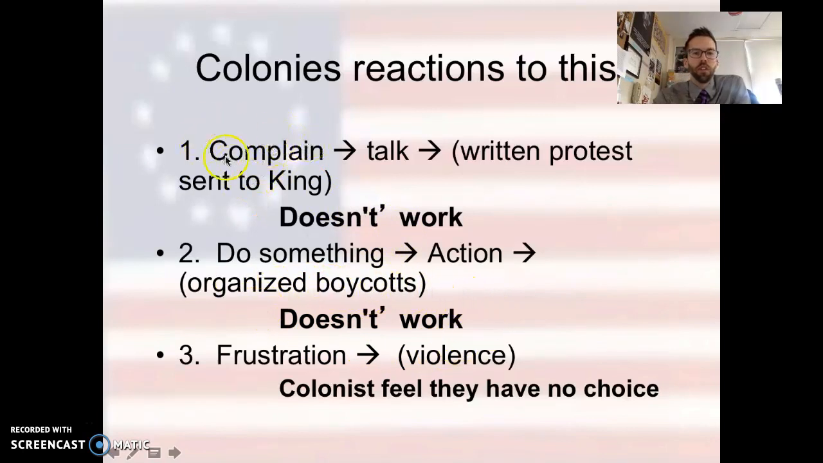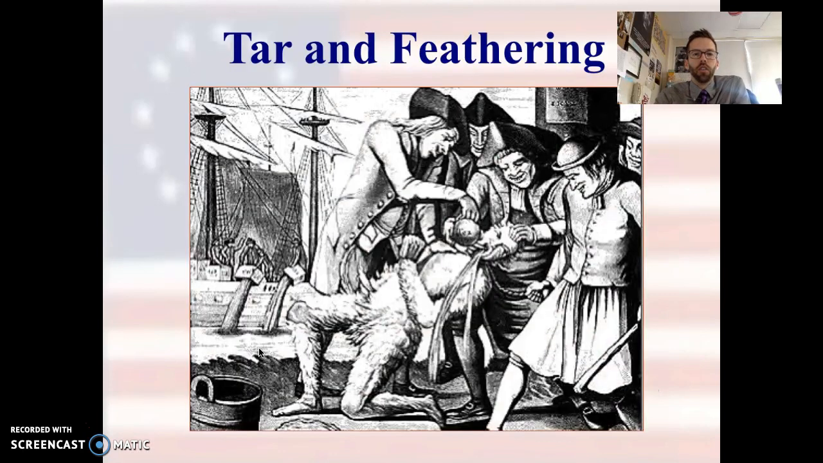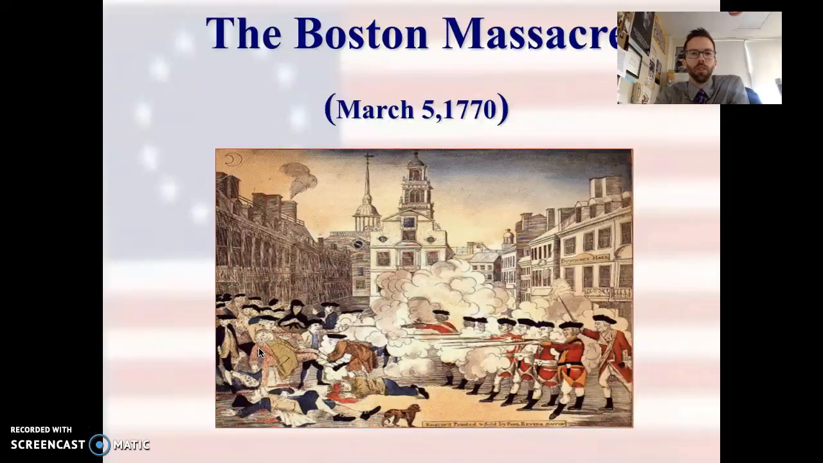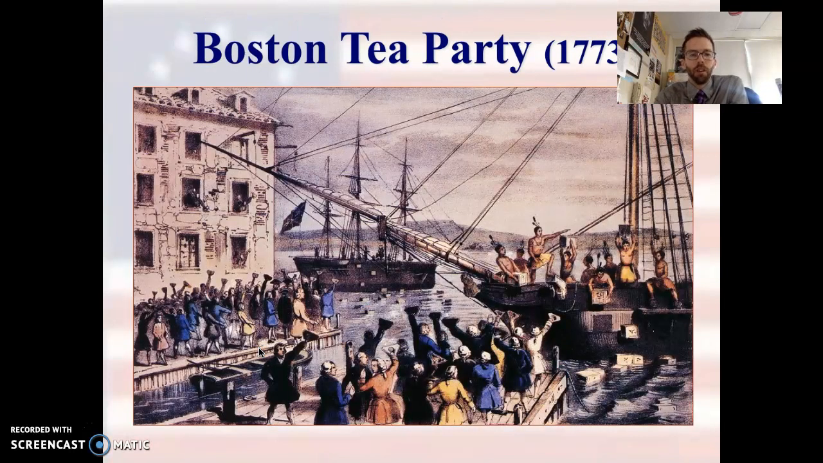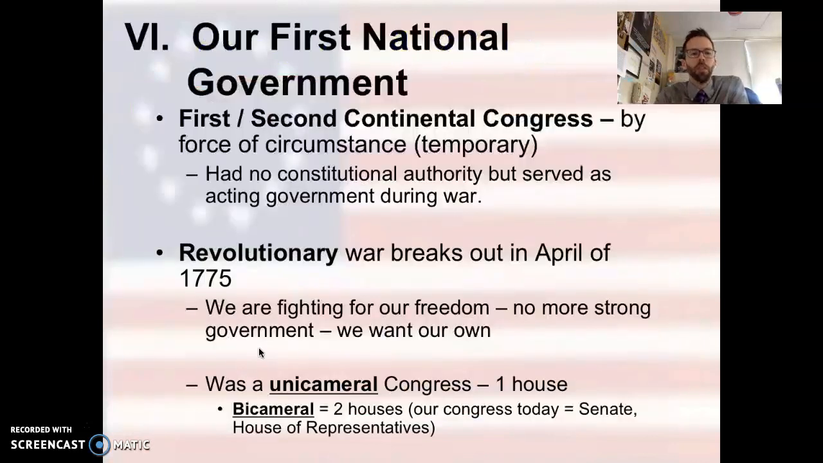Okay, so first, you complain, talk, protest. Second, do something. And then when the colonists feel they have no more choice left, it will lead to violence and frustration, and we'll have the Revolutionary War. Okay, so you see the tar and feathering, and we'll see governors' houses ransacked and burned down, and vandalism. You have the Boston Massacre, with 5 colonists being killed, and the Boston Tea Party, millions of dollars of British tea thrown into the Boston Harbor.